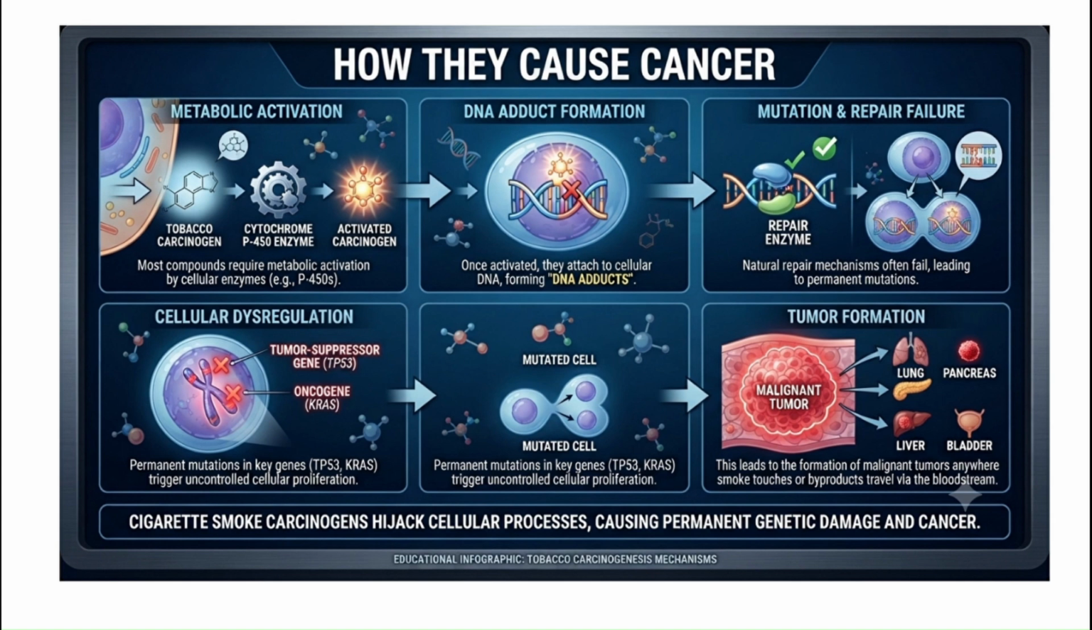Ultimately, this sequence results in malignant tumors developing anywhere the smoke physically touches, or wherever its toxic byproducts travel through the bloodstream. Understanding the biochemical reality of tobacco smoke underscores why prevention and cessation remain among our most vital public health goals.